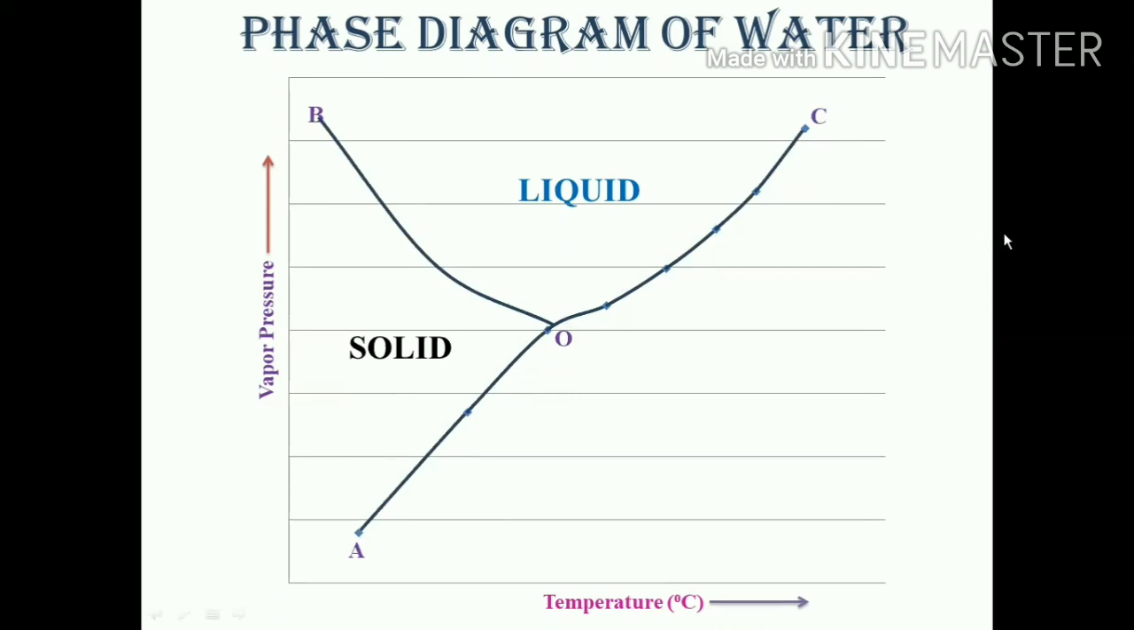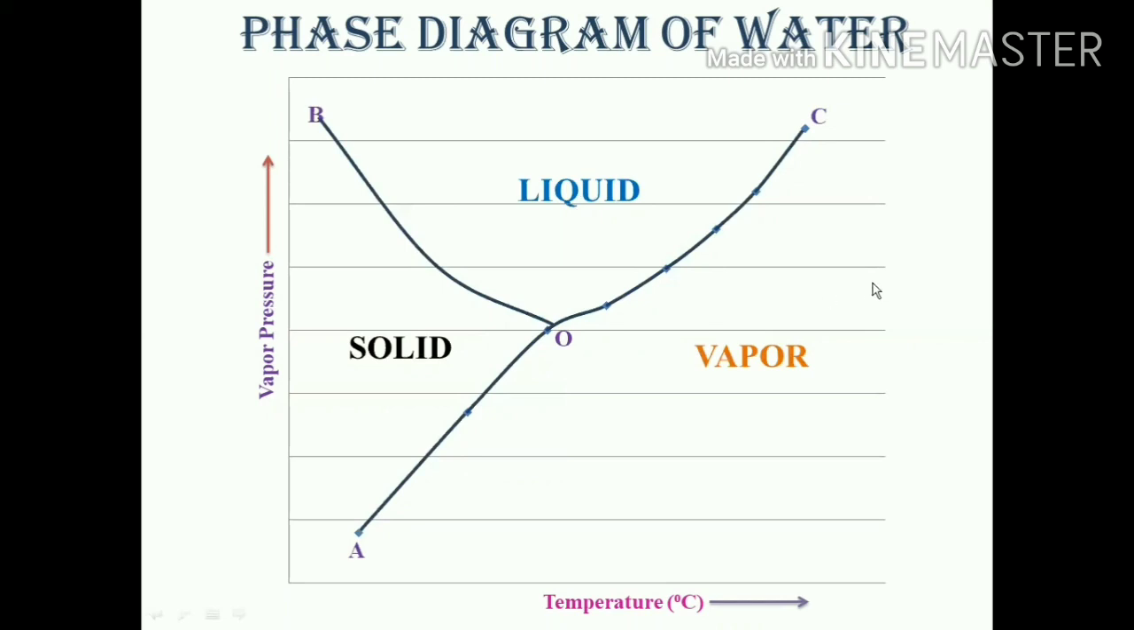And the third area of this curve represents the vapor phase, that is the portion of the graph which lies to the right of curve AOC. It represents the vapor state of water. So in short, the phase diagram of water, till now we know that it consists of two parts, that is the curves and the definite areas. Now, what do these curves and areas denote? What is the significance of these curves and areas in the phase diagram of water? What information do we get from these curves and areas?